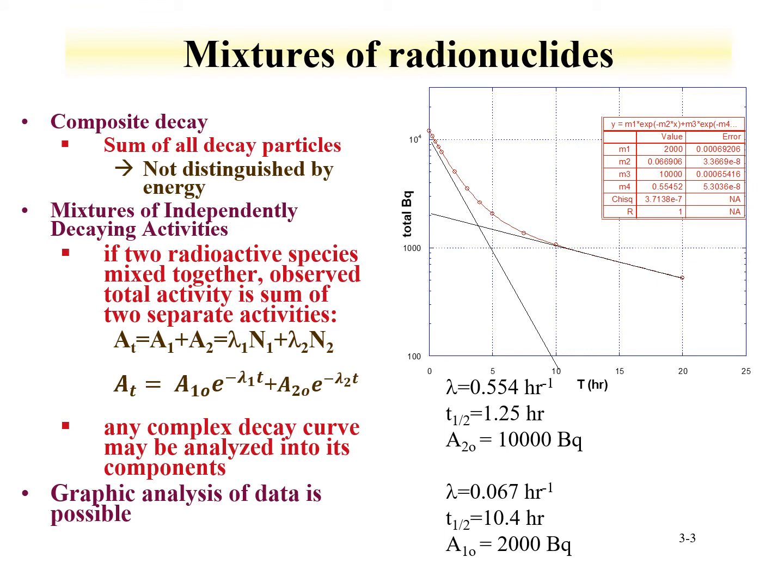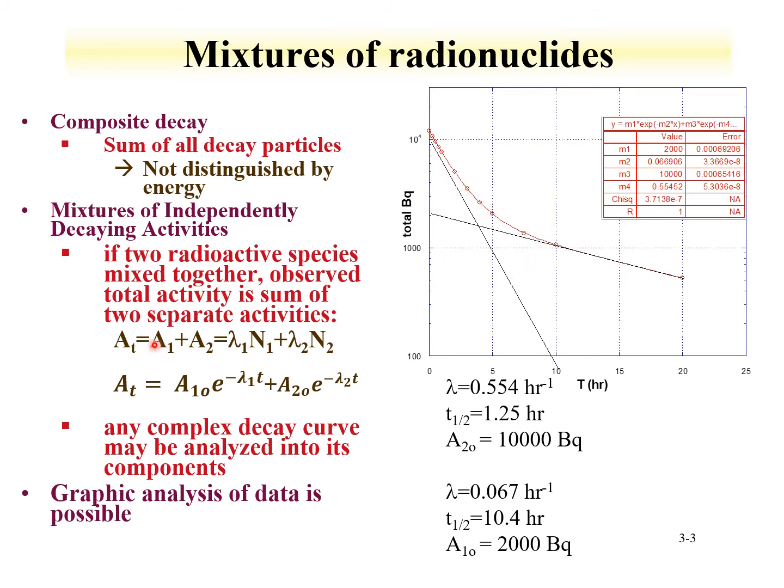So the two isotopes are acting independently. The two radioactive species are mixed together. We can count the total activity as a function of time. Here's an example of what a curve might look like, and you can see that it's composed of two isotopes.